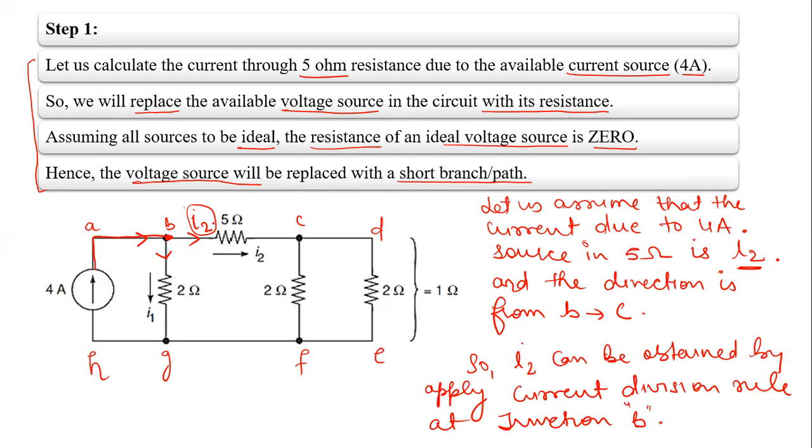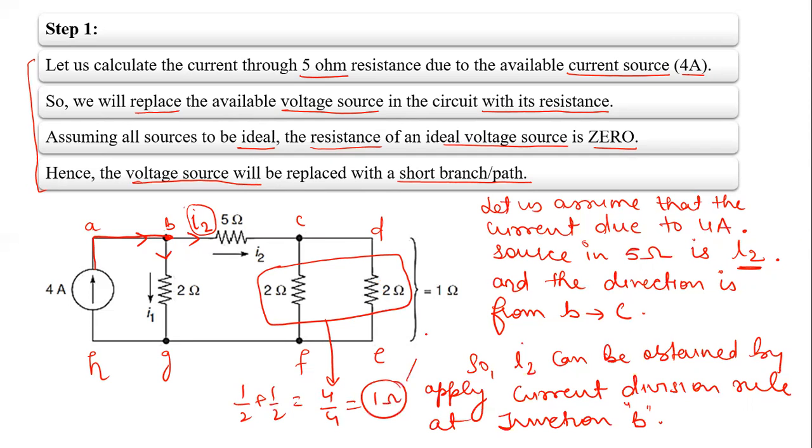Okay, so we can apply the current division rule here. Now we can see that these two resistances are in parallel to one another. So the resultant here is 1 by 2 plus 1 by 2, so it is 4 by 4, so it is 1 ohm. So it is 1 ohm here, right? The parallel combination of these two resistances is 1 ohm.